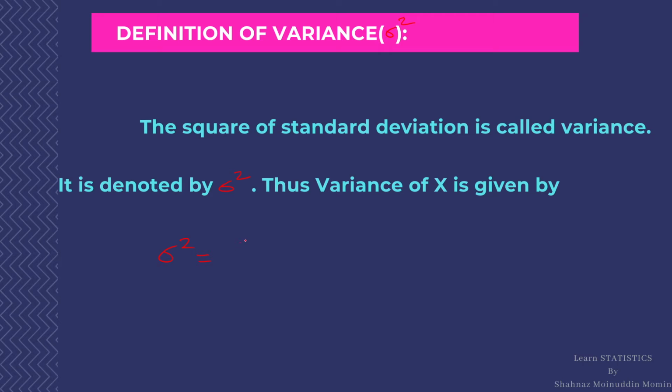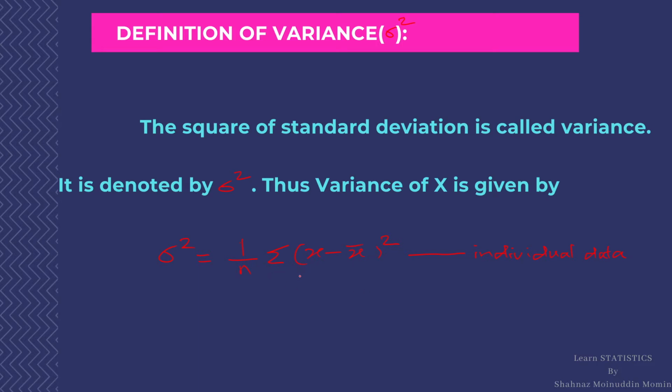for the individual data, let me write the definition first, then we will use the simplified formula. By squaring on both sides, the square root on the right side gets cancelled. This is for individual data.